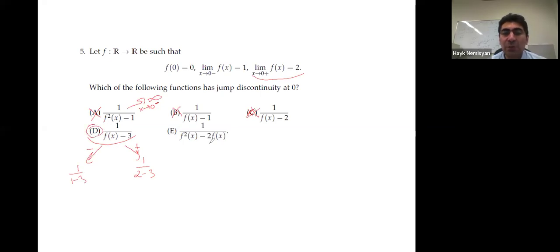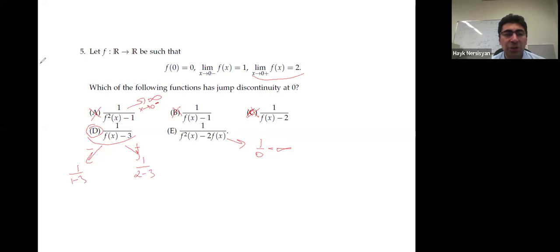And why is E wrong? Because when we consider the limit from the right side, when x goes to 0 from the right side, this also will be 1 over 0, so infinity. Hence, it has essential discontinuity. The only one that has jump discontinuity is D.